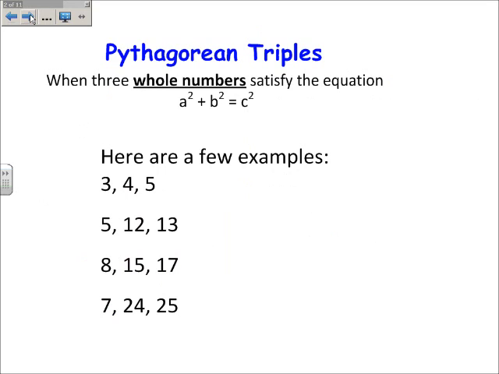Now, when a, b, and c are all whole numbers, we have what's called a Pythagorean triple. For example, 3, 4, and 5, 3 squared plus 4 squared equals 5 squared. They're all whole numbers. It's a Pythagorean triple. 5 squared plus 12 squared equals 13 squared. It's a Pythagorean triple. So when this happens, I'll refer to it as a Pythagorean triple.